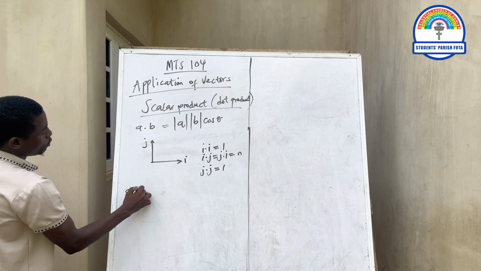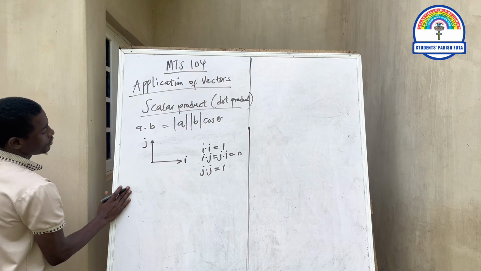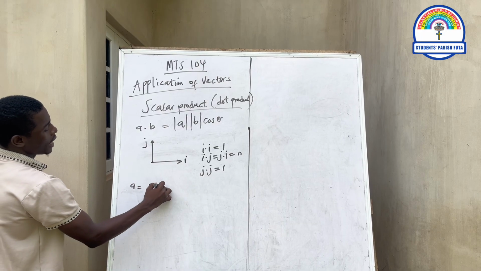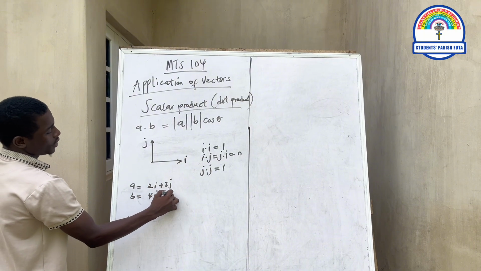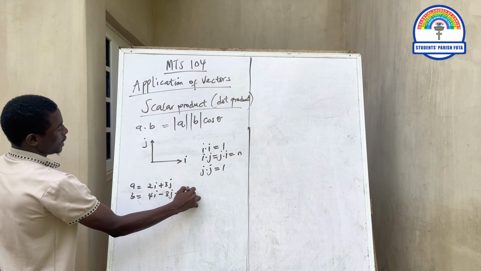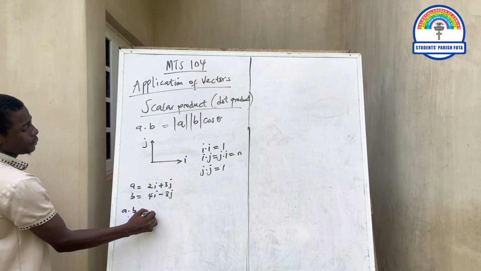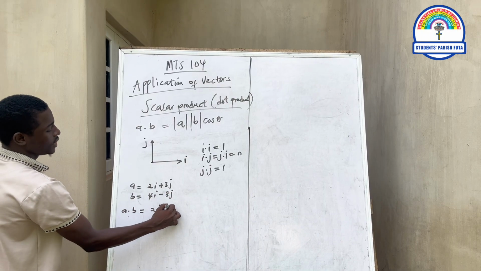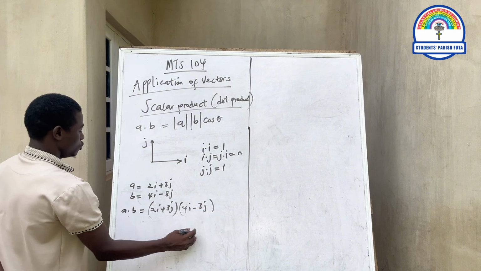So let's go. How do you multiply using the scalar product? Let's assume you have a vector A to be 2i plus 3j and your vector B to be 4i minus 3j plus 2k. Now let's start with the 2-dimensional vector. Then you want to find the scalar product of this. You have 2i plus 3j in brackets and 4i minus 3j in brackets.